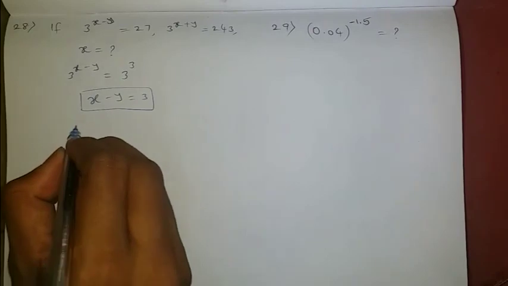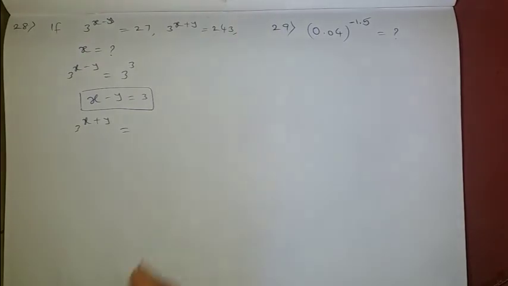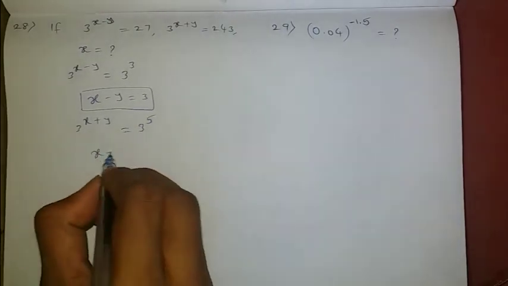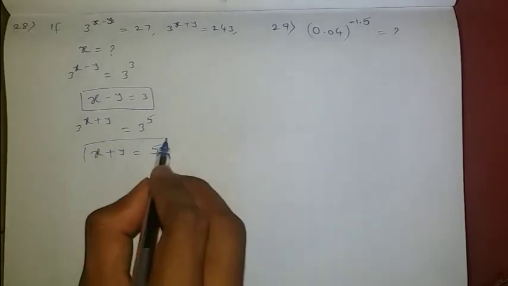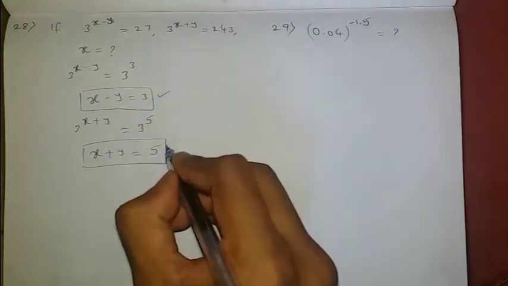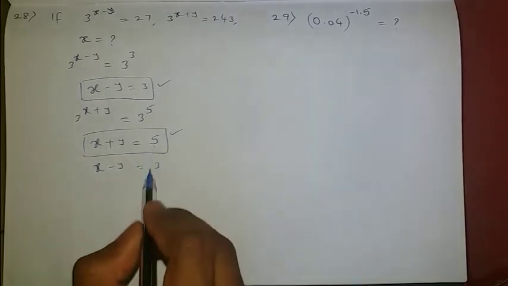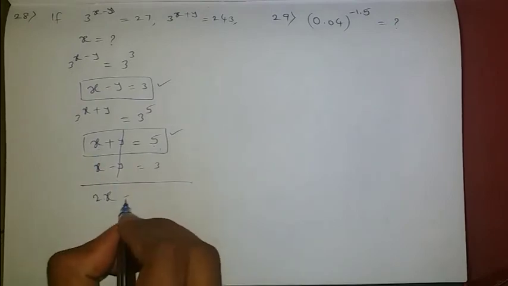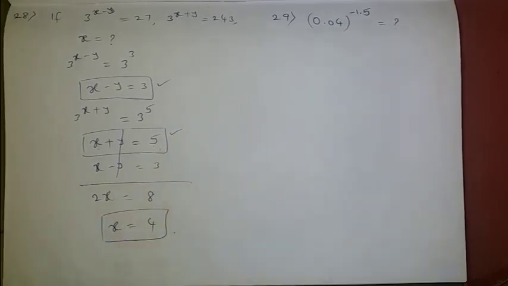Next, second equation: 3^(x+y) is equal to 243. 243 can be written as 3 power 5. So x + y is equal to 5, because bases are equal so powers are also equal. If we solve these two equations, x − y is equal to 3 and x + y is equal to 5. Adding, y minus y will get cancelled. x plus x is 2x, 5 plus 3 is 8. Then x value will be 4. He is asking about the x value only, so x value is 4.